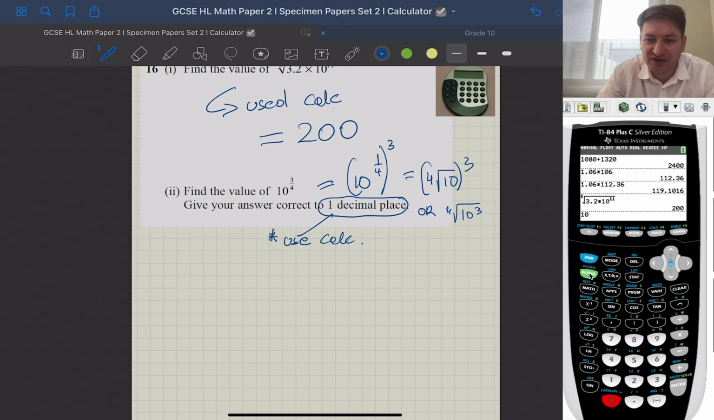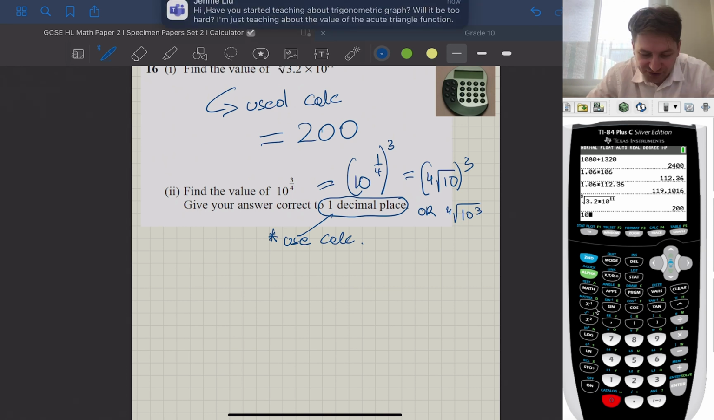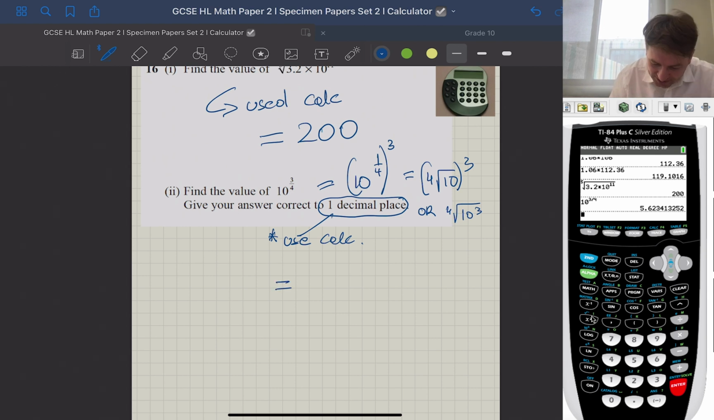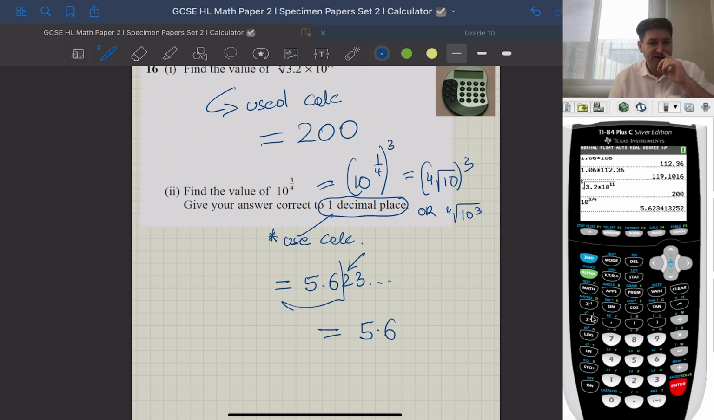So we're gonna go 10. Again, what I'm gonna do is I'm going to write this and replace that with 3 over 4. Press enter, and this gives me 5.623 and some other numbers. 1 decimal place is here, therefore 5.6, because this is smaller than 5.